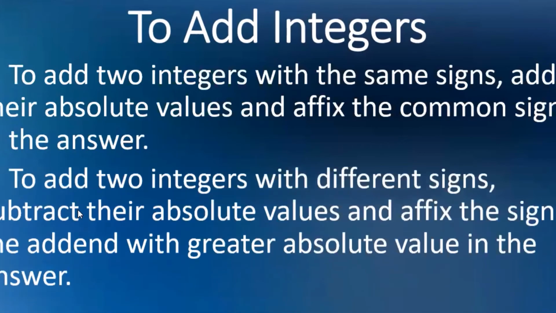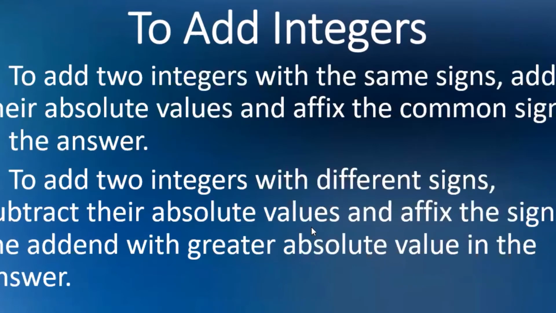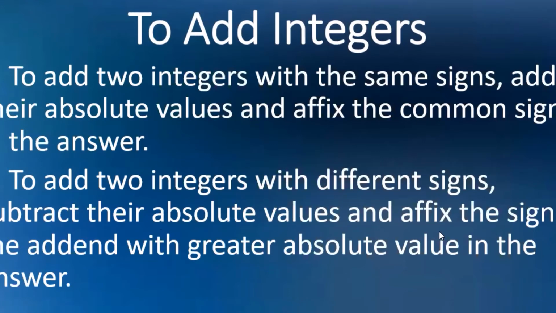And the second one, to add two integers with different signs. Pag magkakaiba ang sign, saka isusubtract ang kanilang numbers at ang final sign ng sum ay ang sign ng bigger number. So to add two integers with two different signs, subtract their absolute values and affix the sign of the addend with greater absolute value in the answer.